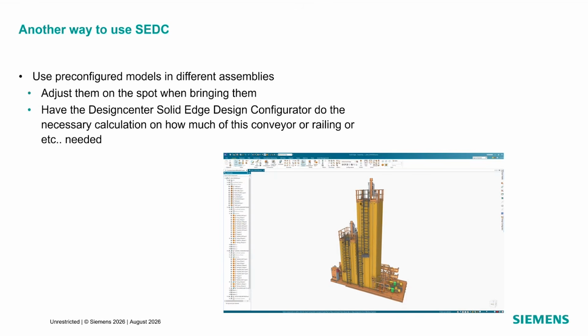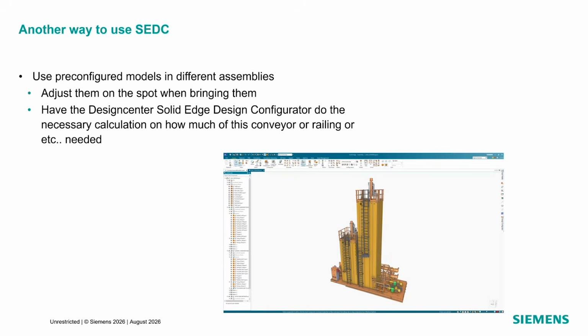So we talked about this a little bit at the beginning, right? But I just wanted to put it on a slide to put some more emphasis on it. We can configure models individually, right? For example, the elevator or the conveyor.